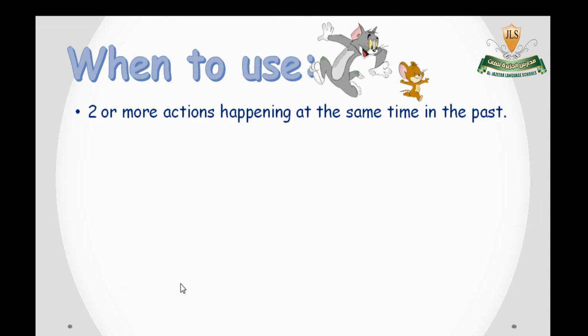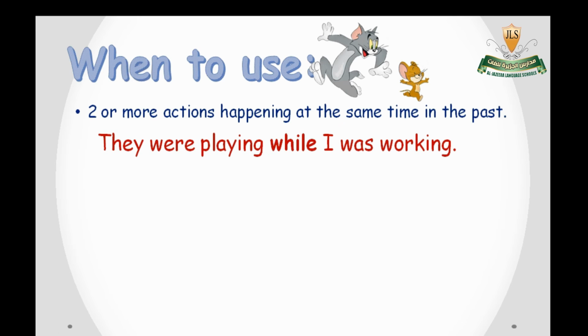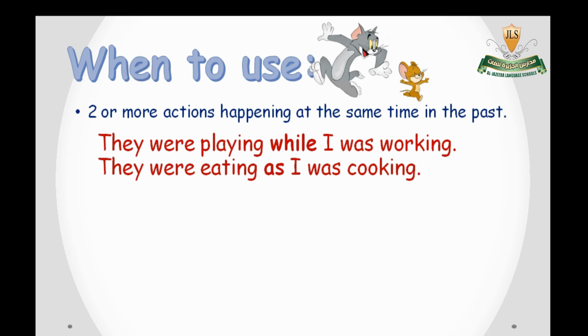What is the past continuous? When I'm talking about two or more actions happening at the same time in the past, I am using the past continuous. They were playing while I was walking. They were eating as I was cooking. So when I am using two actions happening at the same time, I'm using both actions in the past continuous tense.